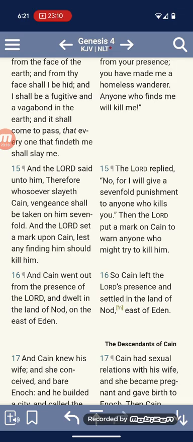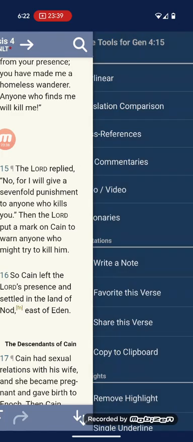Verse 15, I'm going to start again. It says, and the Lord Yahweh said unto him, therefore whosoever slayeth Cain, vengeance shall be taken on him sevenfold. And the Lord Yahweh set a mark upon Cain, lest any finding him should kill him. So he put a mark on Cain. Now this mark would have been noticeable. This is a physical mark. And let's take a look and see what that word mark means.